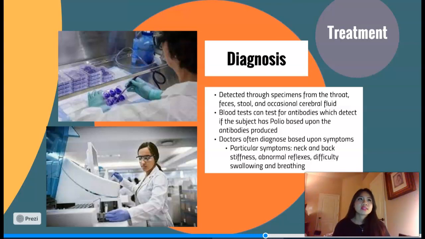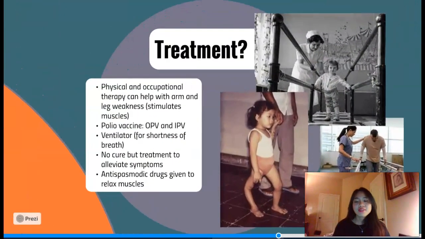Doctors can also base their diagnosis on the subjective reports of the patient. So they experience neck and back stiffness, abnormal reflexes, difficulty swallowing and breathing. But again, these are very subjective, so we can only rely on specimens, blood tests, etc. And that gives way to the treatment of polio.